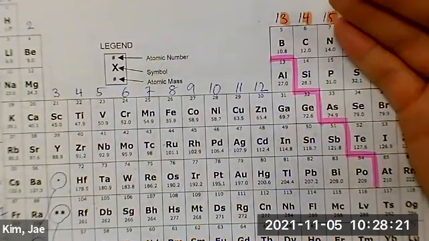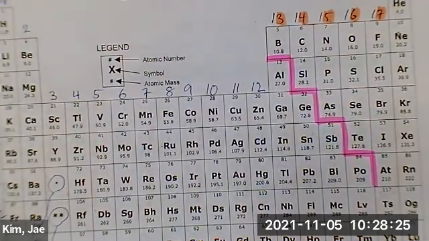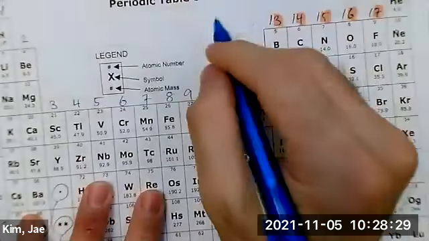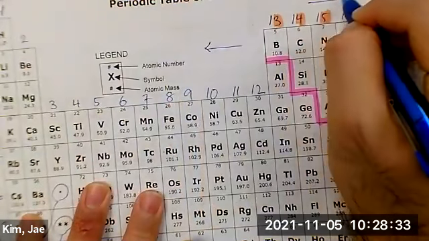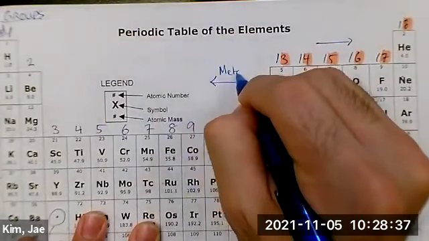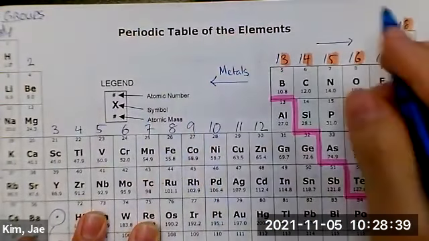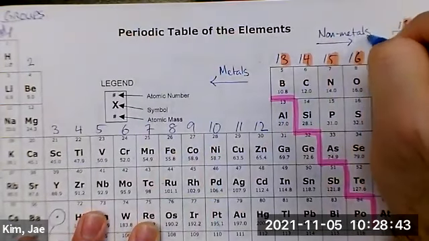What are some other things we know about nonmetals? And just a whole bunch of stuff. Be that as it may, we are going to separate the left side and the right side of the periodic table as metals and nonmetals.